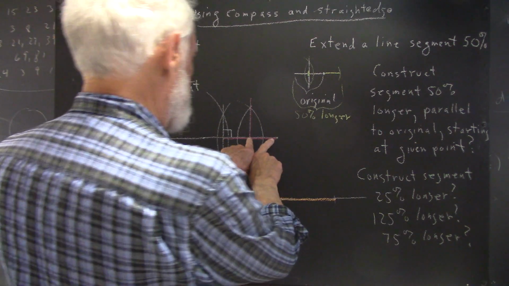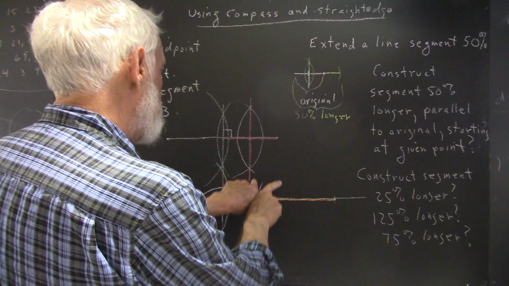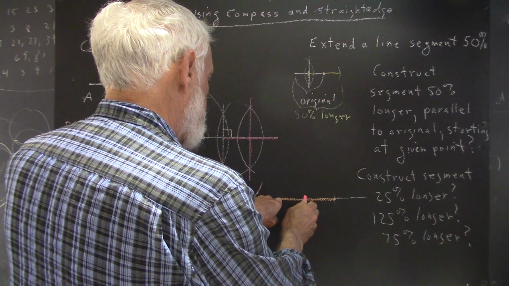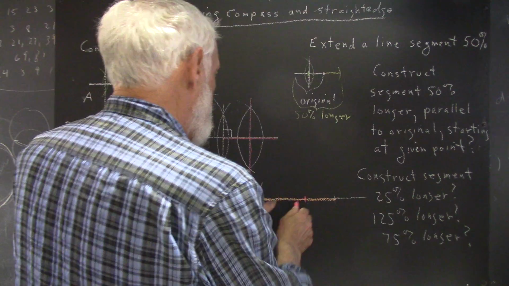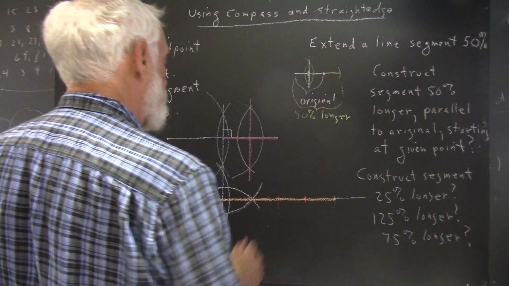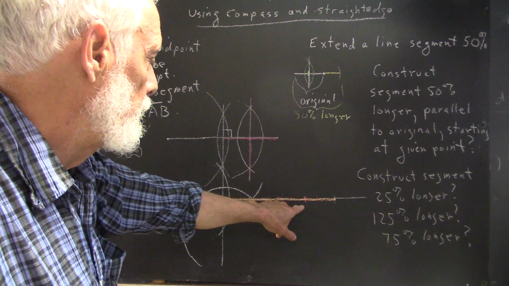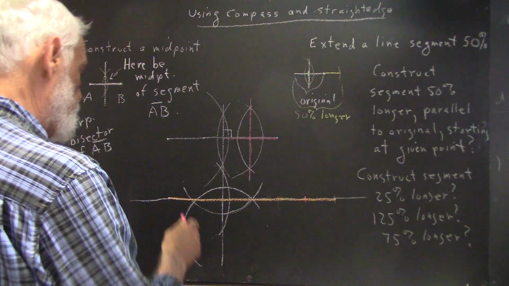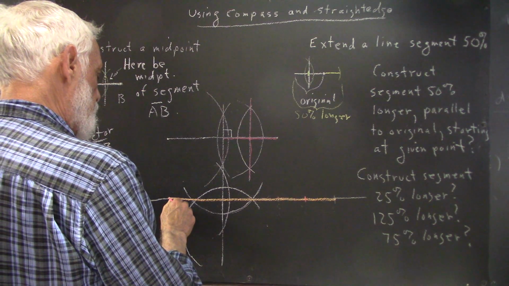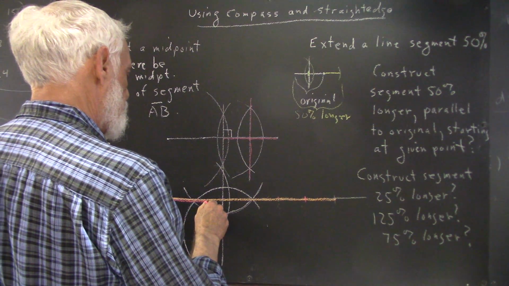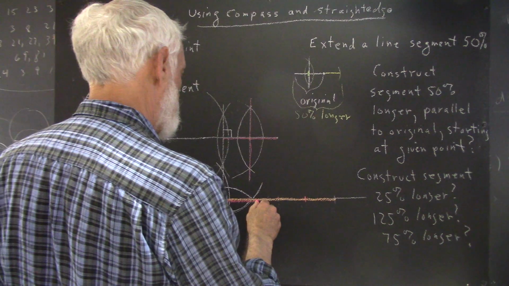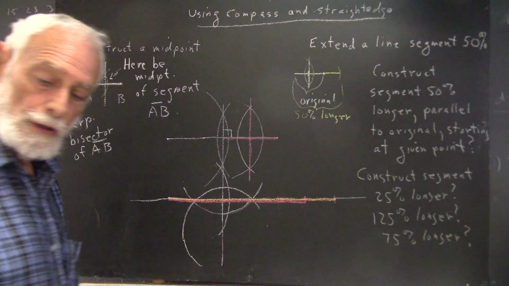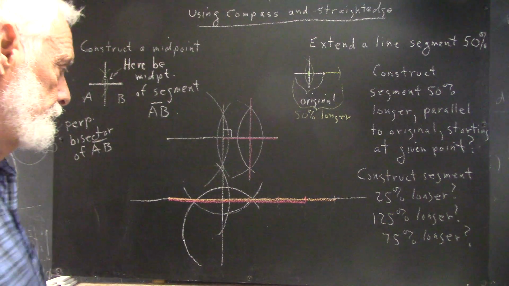take my compass, hit these two points, and extend then the original line. There's the original length. I get the point at which the line segment would be 25% longer. So I'm going to draw that. I can't really draw it right on top because I'll obliterate the original line, but I'm going to draw it right below. And right here is a line 25% longer.